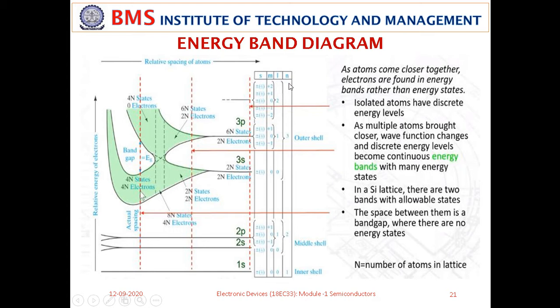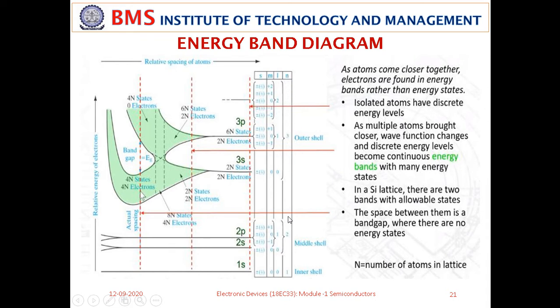N indicates the energy level. At the bottom you can see n is equal to 1 here, my pointer is showing there. n is equal to 1 means first energy level, n is equal to 2 is second energy level. These two are called the inner shell and middle shell respectively. Here the electrons are very close to the nucleus. 1s is of course very close to the nucleus, and the next orbits are going to be 2s and 2p orbits, which are a little bit away from the nucleus.